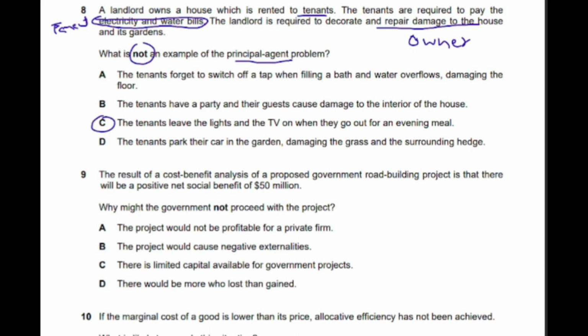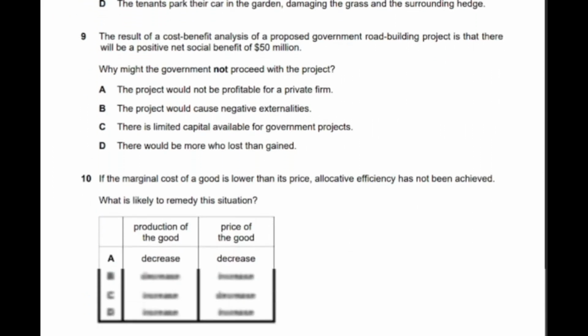Then the tenant leaves the lights and the television on when they go out for an evening meal, right? So it's not a conflicting thing because the owner has no concern about the electricity and water bills. So this is the liability of the tenant. If he leaves electricity, water or television on, then definitely he has to pay the bills. So he himself will be responsible for that. So the owner has no loss, so he will not conflict with the tenant. So option C is the correct answer. Again, if you don't understand other options, you may write in the comment box.